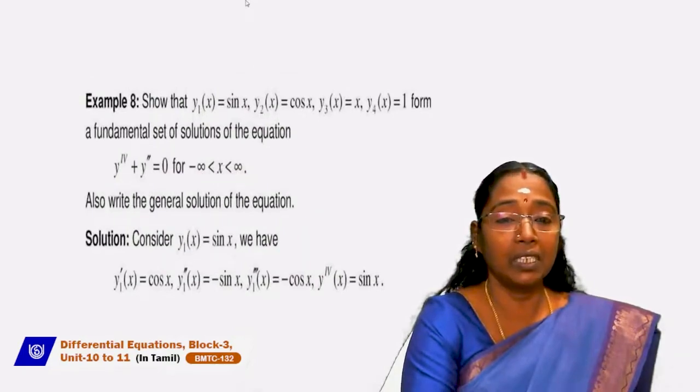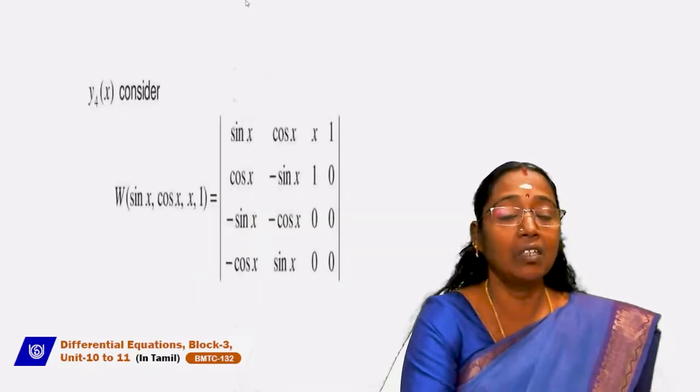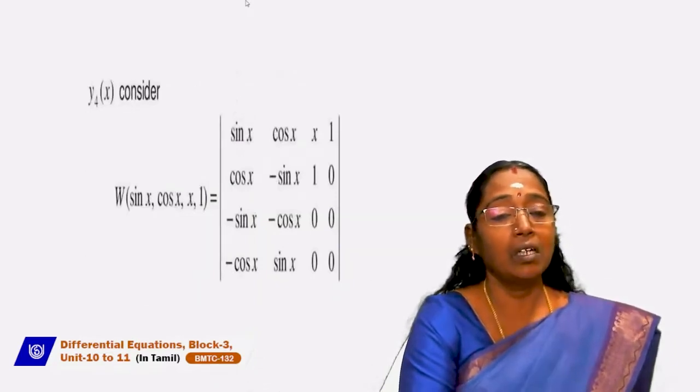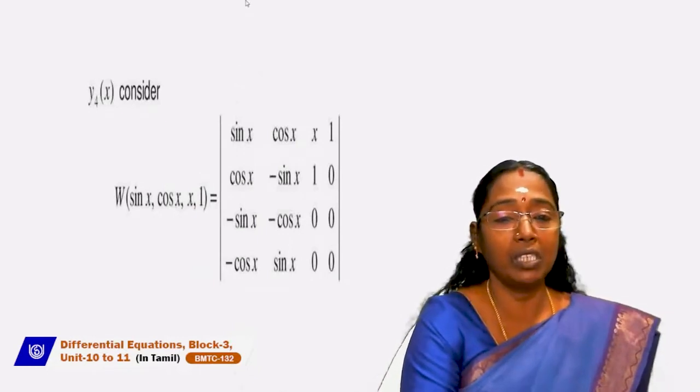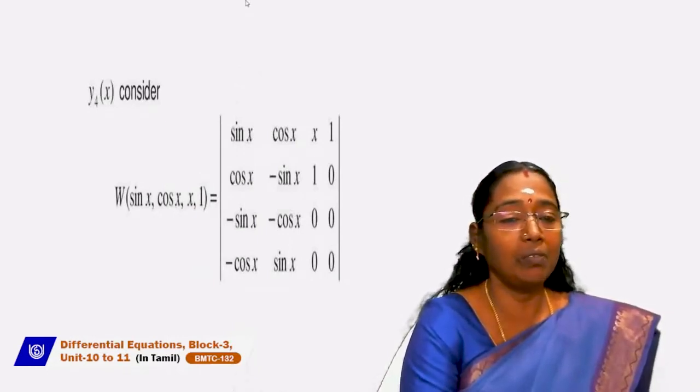y1 of x equal to sin x, y2 of x equal to cos x, y3 of x equal to x, y4 of x equal to 1. For those given functions, we have to create the Wronskian, that is W of sin x, cos x, x, 1, that is equal to the determinant of, you have to write the first row as the given functions, that is sin x, cos x, x, 1.